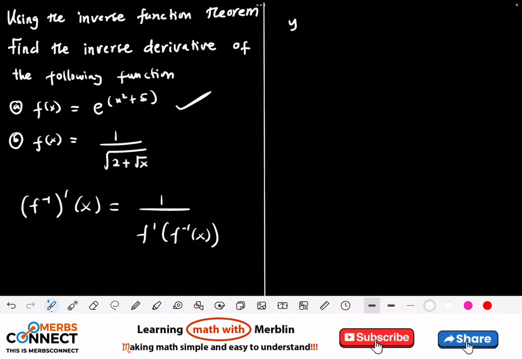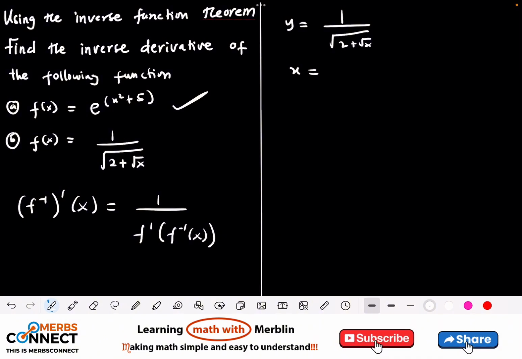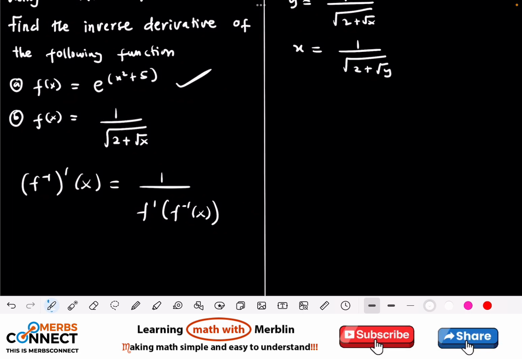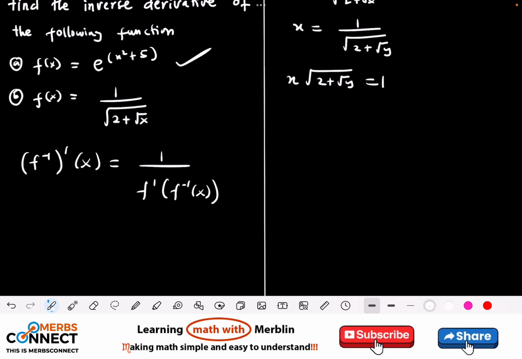So we need to find f inverse. So let y be equal to 1 divided by root of 2 plus root x, and then we make y the subject. So interchange x and y. x is equal to 1 divided by root of 2 plus root of y. This is going to be interesting. Then x times root of 2 plus root y is equal to 1. Then what I'm going to do is, since I want to make y the subject, I'll square both sides.